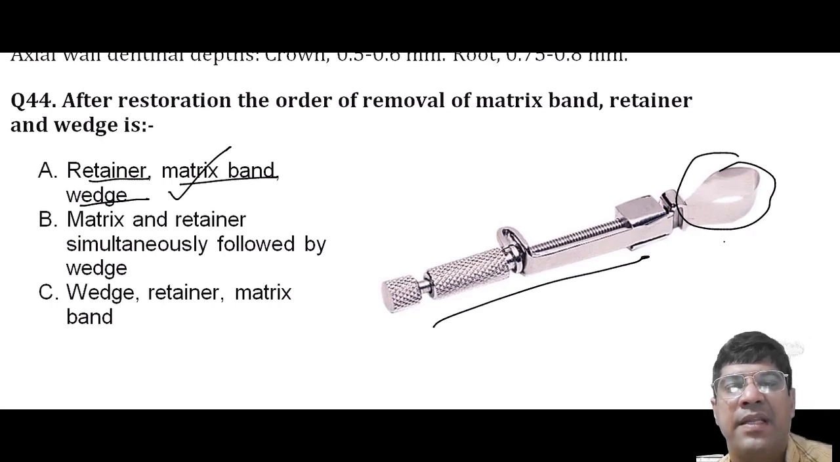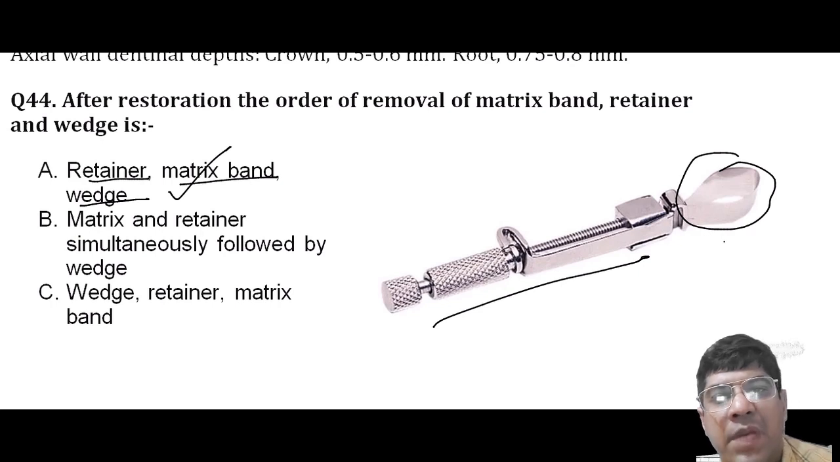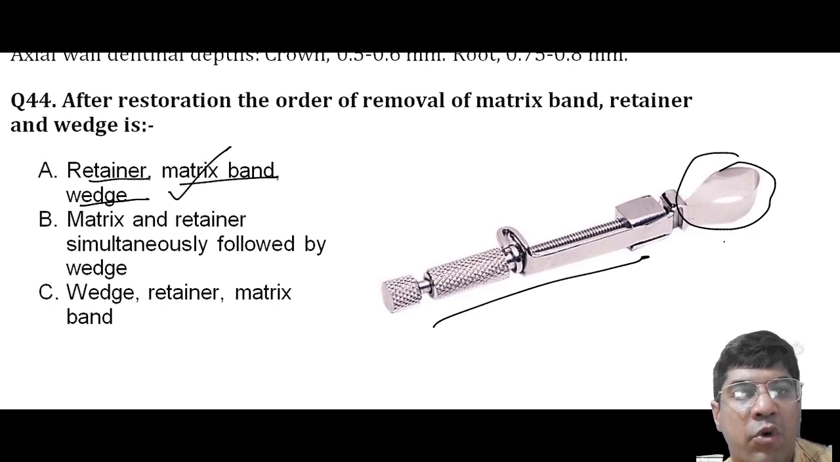After the matrix band is removed, you can proceed to remove the wedges. Wedges are used to create space between the teeth to ensure a proper contact point. Once the wedges are out, check for any excess material in the interproximal area, such as amalgam or composite. You can use an amalgam knife or an explorer to remove any excess material.